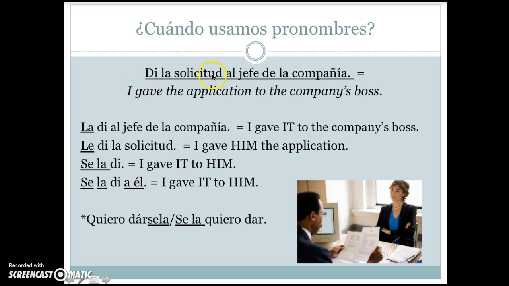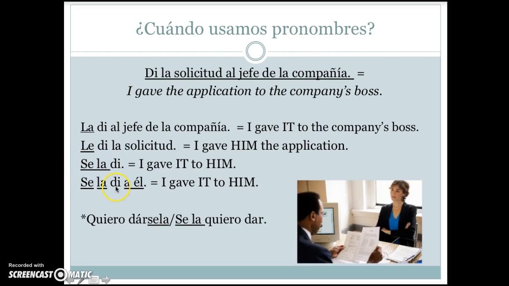Now I want to replace el jefe de la compañía with a pronoun. I want to say I gave the application to him. Well, I gave what? The application. To who? We have our indirect object pronoun. In this case, le goes before the verb. Le di la solicitud. Now I want to use both. I want to say I gave it to him. Well, we have the verb. Remember our word order. Indirecto, directo, verbo. We're going to use se la. I gave what? La solicitud. To who? Le. We can't say le la, so we change the le to se.